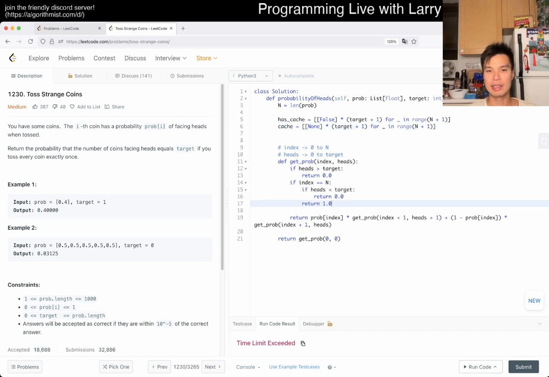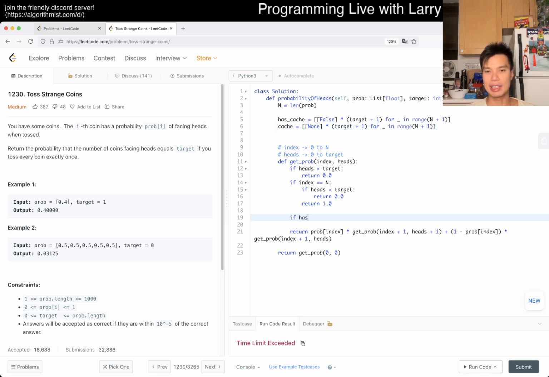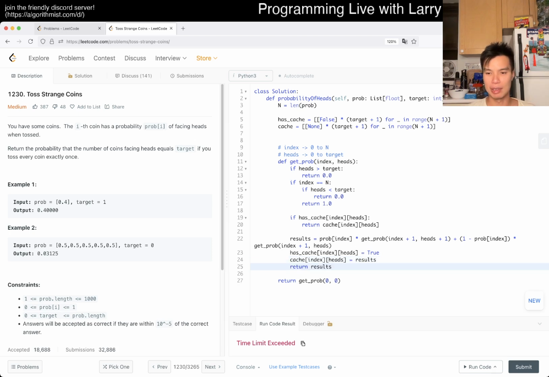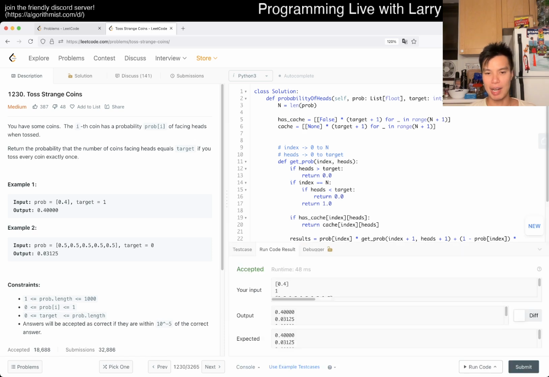And here now then you can just add the caching, which is that if has cache of index heads, then we just return the cache. So we have the cache, we use it. Otherwise, we have the results is equal to this. We save the results. We set the has cache to true, cache index heads to this results, and then return results. That's pretty much it, really. Give a spin. You see it's much faster. I guess it makes sense, because you have to do 100 things in a row pretty much. So yeah, anyway, I'll give it a quick submit.